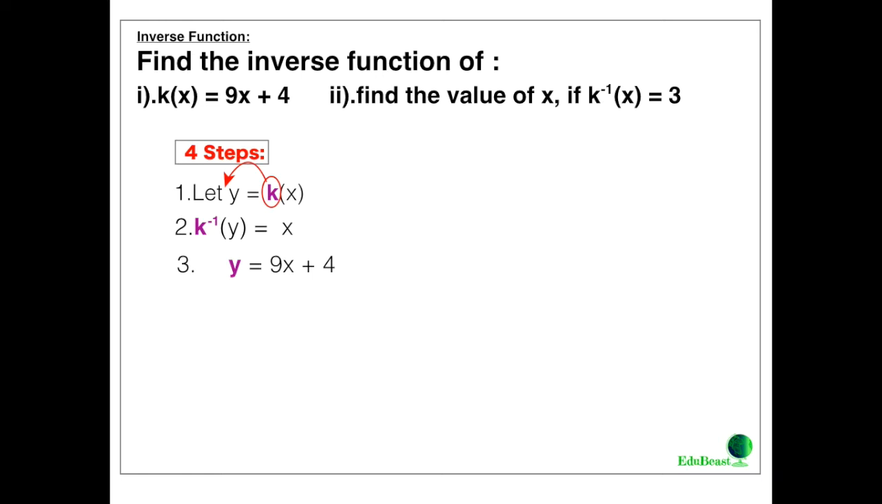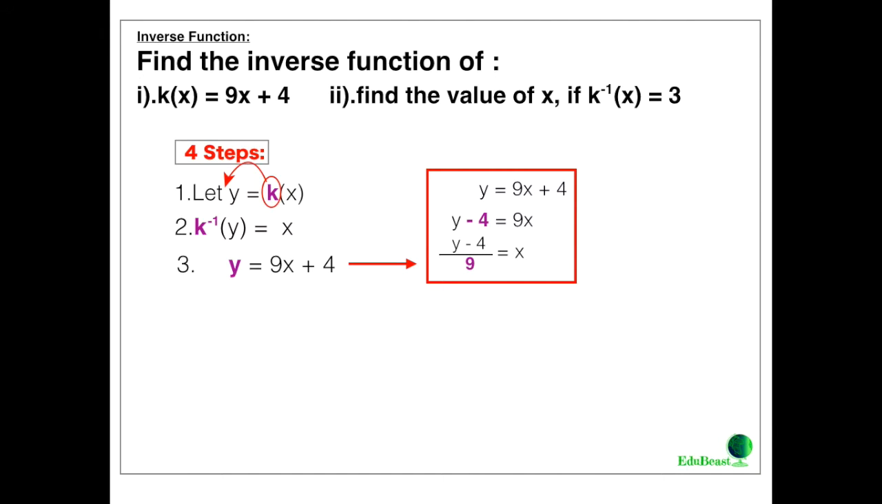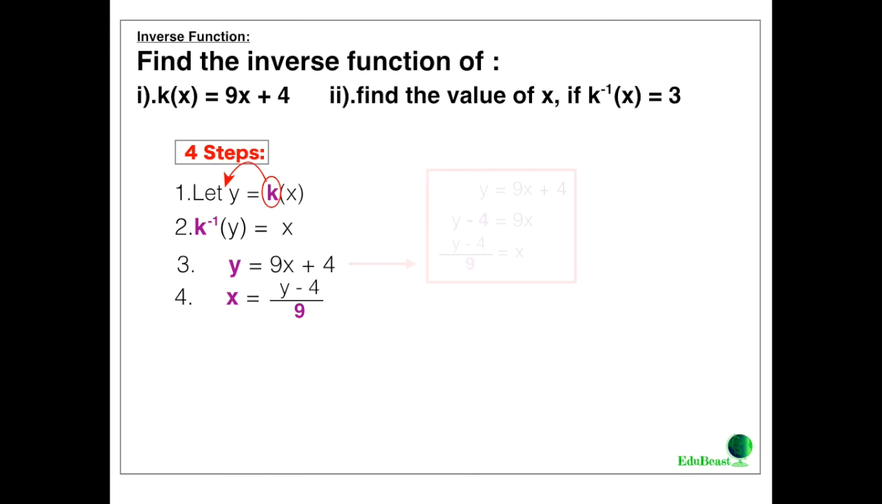And finally, we need to let x to be our object. So you need to do the following steps. And step number 4 would be x as our object, and continue. We need to combine step number 2 and step number 4 together. So step number 2, which is this one. And from step number 4, we know that x equals to y minus 4 over 9.